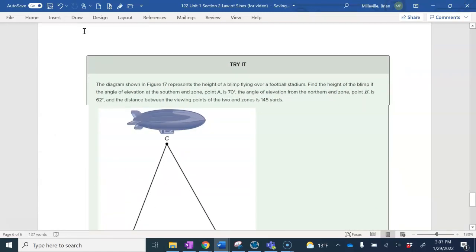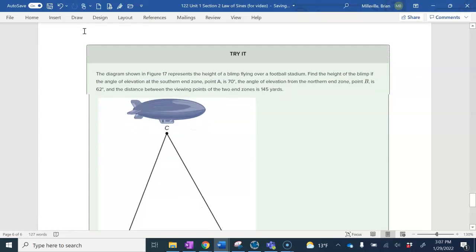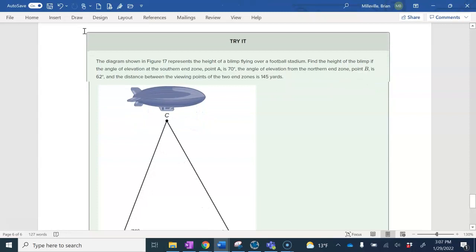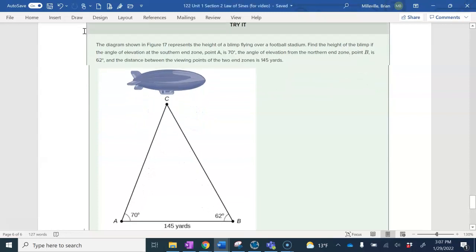law of sines. So it says we have a blimp flying over a football stadium. Find the height of the blimp if we know the angle of elevation at the southern end zone, point A, and that angle of elevation as pictured is 70 degrees, and the angle of elevation from the northern end zone.